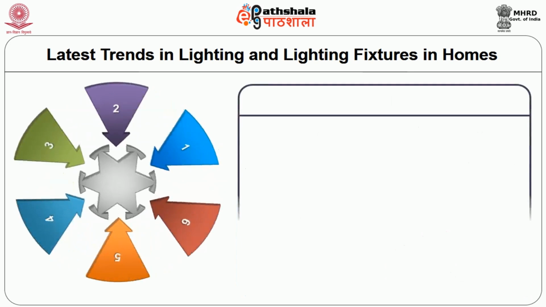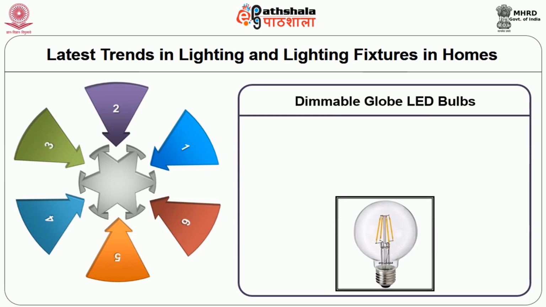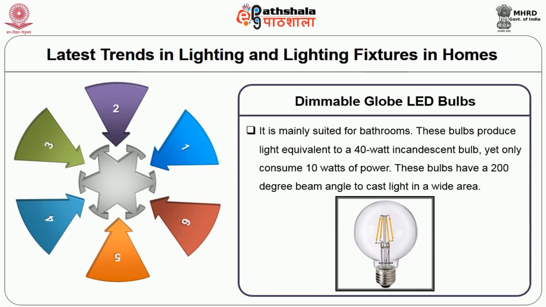The next one is dimmable globe LED bulbs. It is mainly suited for bathrooms. These bulbs produce light equivalent to a 40-watt incandescent bulb. It only consumes 10 watts of power. These bulbs have a 200-degree beam angle to cast light in a wide area.